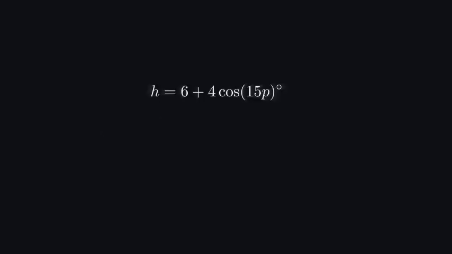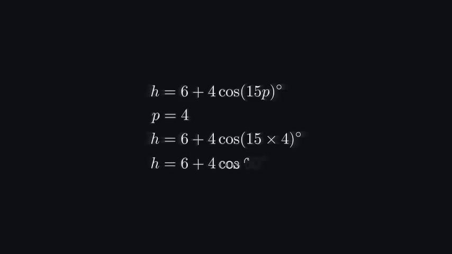h equals 6 plus 4 cos of 15p degrees. p equals 4. h equals 6 plus 4 cos of 15 times 4 degrees. h equals 6 plus 4 cos of 60 degrees.